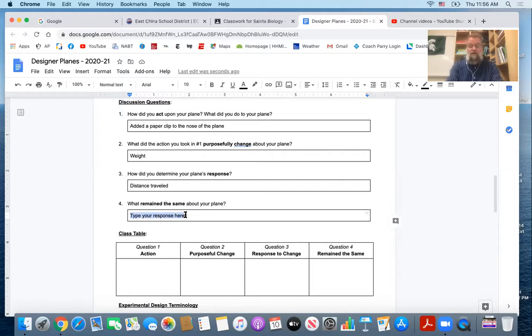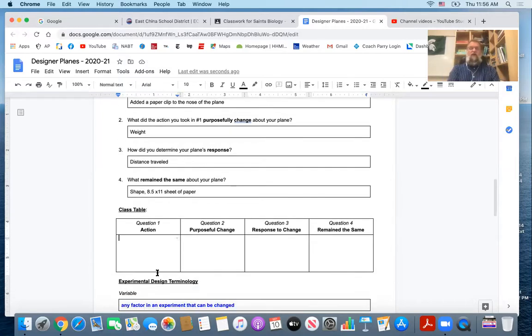And what about your plane remained the same? What remained about the same about the plane in this particular case is the shape of the plane. I did not refold it. The size and material of the paper. We still had an 8.5 by 11 sheet of paper. And depending on your plane, maybe you didn't change the weight. There may be other things, but those remained the same.